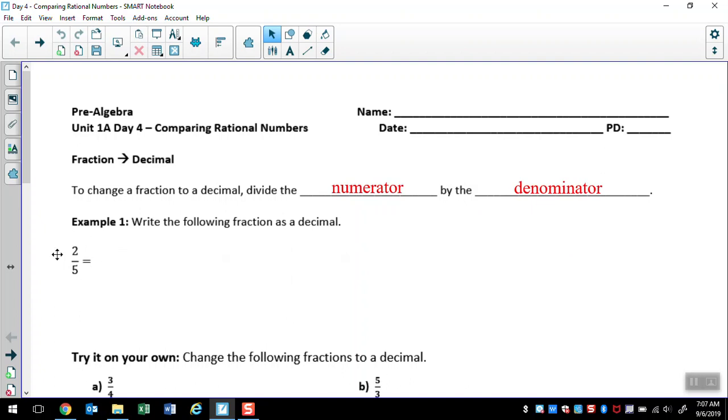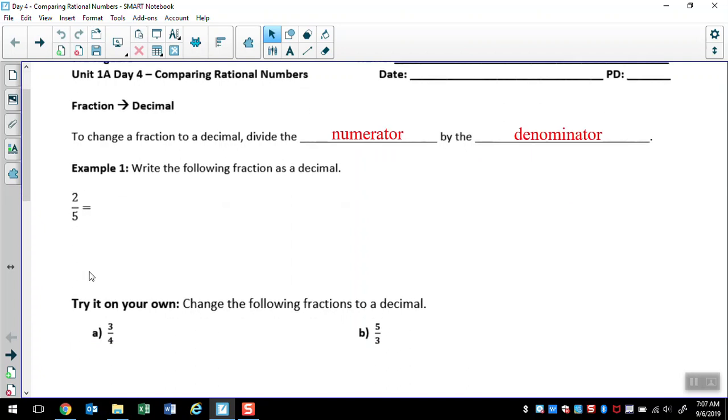So here we have this fraction 2/5. 2 is my numerator, 5 is my denominator. If we remember our long division, we can set this problem up like this. So we have 2 divided by 5. So I want to see how many times can 5 go into 2. Well, it can't. So what I need to do is add on a 0.0.